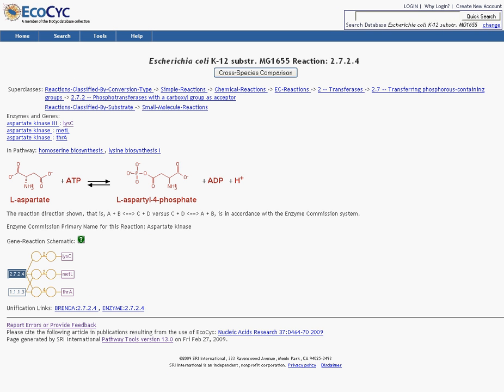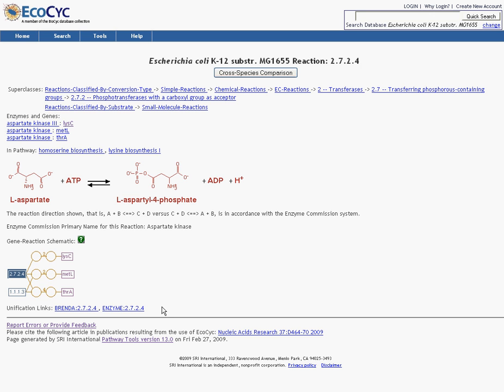Continuing down from the reaction here, you'll notice that as I mouse over stuff, it tells me what I'm mousing over, the compound, its synonyms, that lets me know it's clickable. Continuing down, we have the official EC name for this reaction, if there is one. We again have the gene reaction schematic, and we have unification links, in this case to Brenda and enzyme, which are both very useful resources.